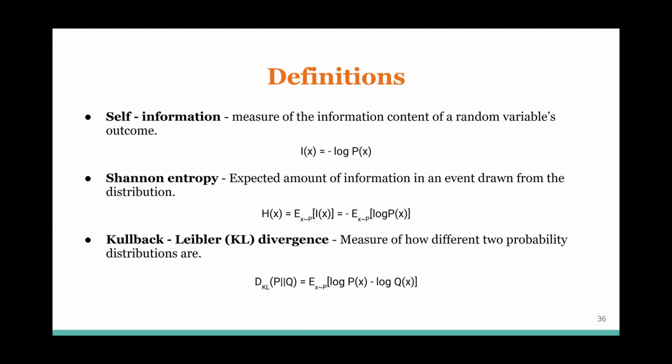And then we have these definitions. Definition of information, which is the amount of information content present in the random variable's outcome, which is I of x equals minus log of p of x. And then we have entropy, the amount of uncertainty in the distribution. Or it can also be how much information to expect from the event, which is given by the expectation of minus log of p of x. And the KL divergence.